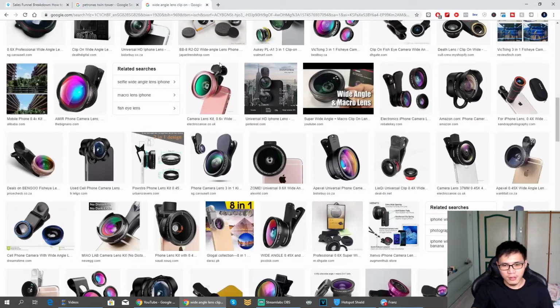This camera lens is very common out there. You can find it almost anywhere, right? But why do we actually buy it from him? Because we actually need it at that point of time. We actually need this camera lens. So same thing with any product, right?